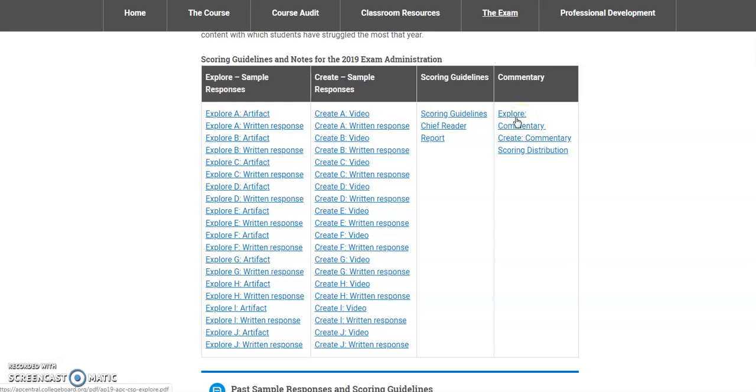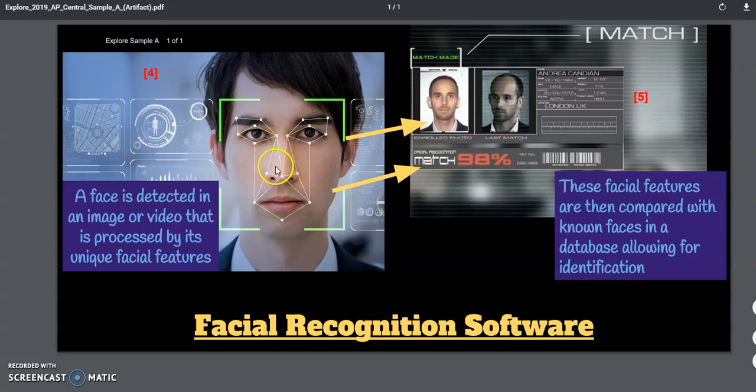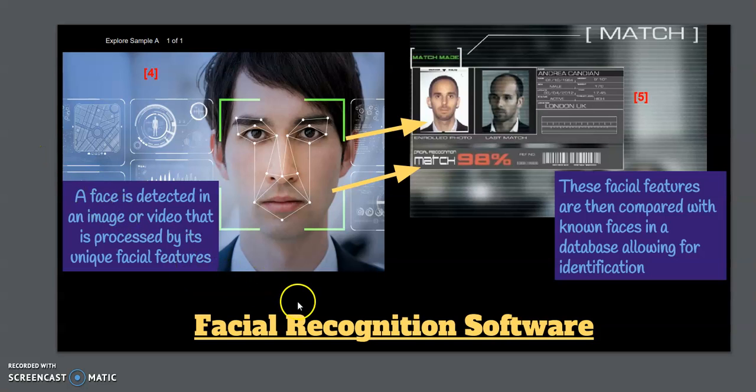Over here you would click on Explore Commentary, so you would know whether or not the student got the point. So I'm going to open up example A for the artifact, and you can see here that they did what I would call an infographic or a poster, I guess is another word for that. So not a lot of words, it's more visual. And this student's topic was facial recognition software. So you can take a look at that.